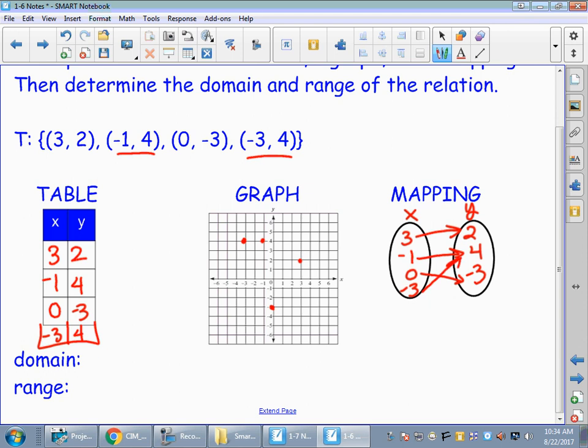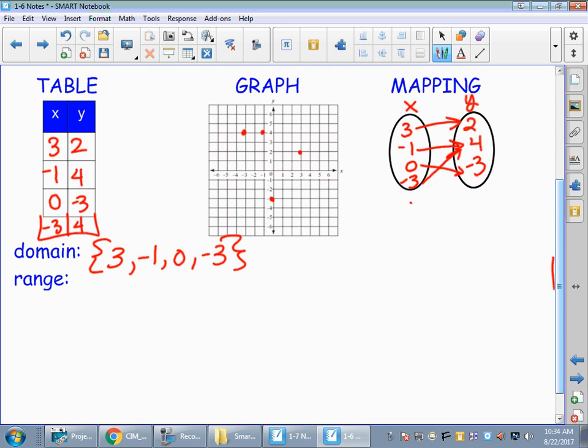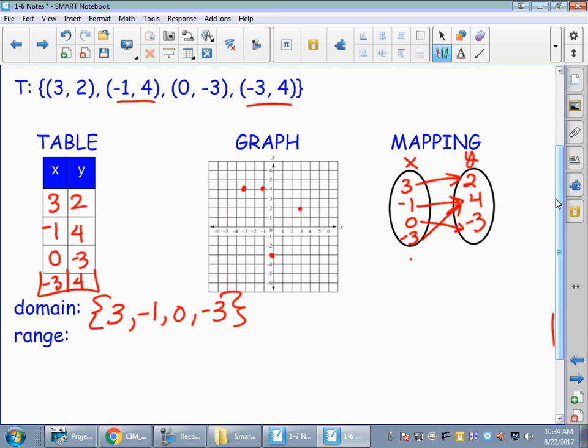So there's your mapping. For the domain, it's all of your x values. So it's in set notation. I can just look at my table here. 3, -1, 0, -3. There's my domain. I could use my table, I could use my mapping, or I could just look up here and write down all of the x values.